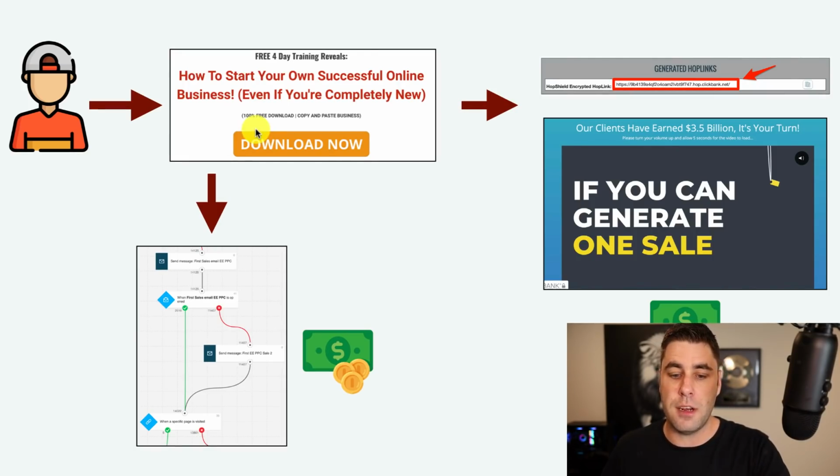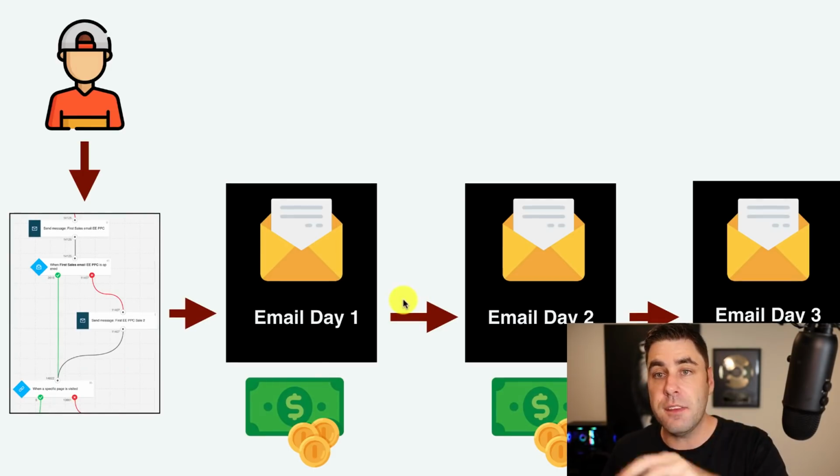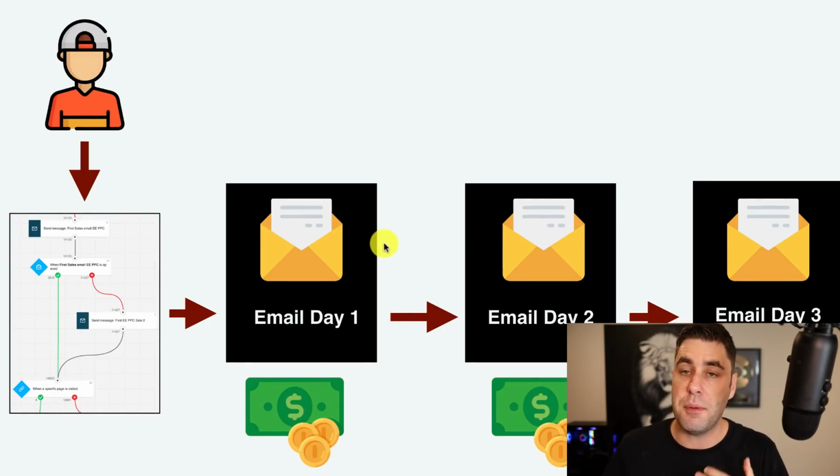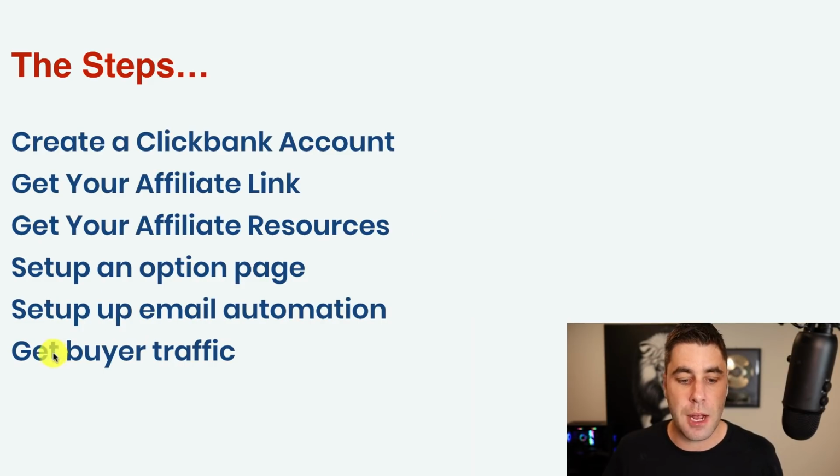So send them to an email list and then redirect them to the offer, and then send them the offer in the emails as well. Once it's set up, it's simple because it's all automated. The next step, guys, is we need to get buyer traffic. We need to get people that are ready to buy this product.